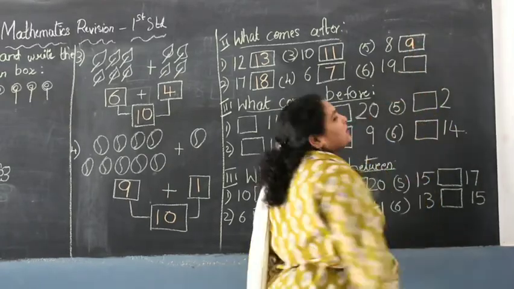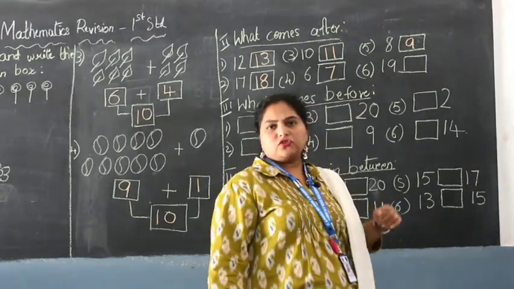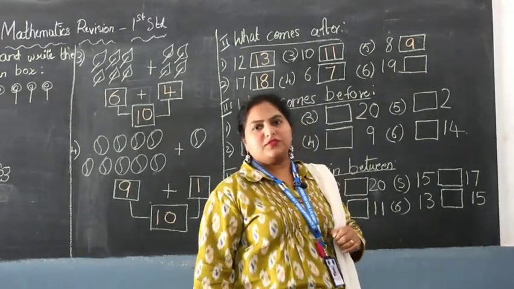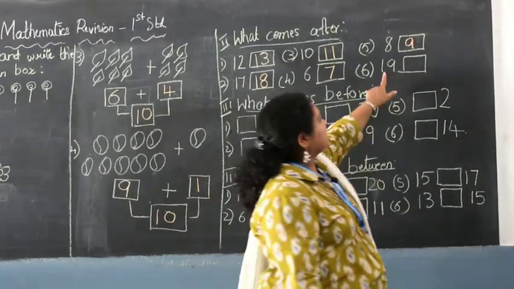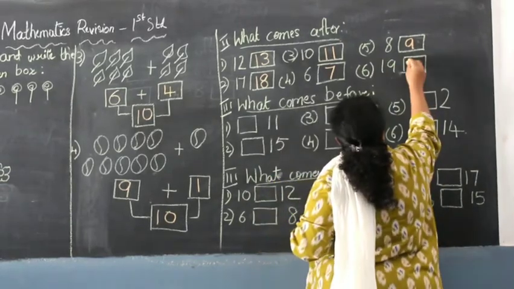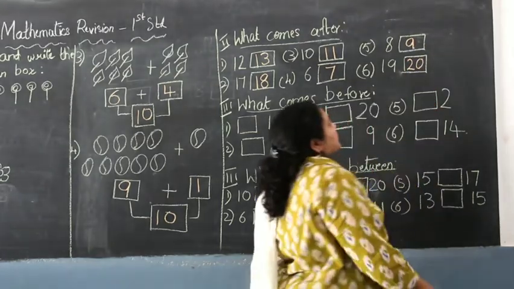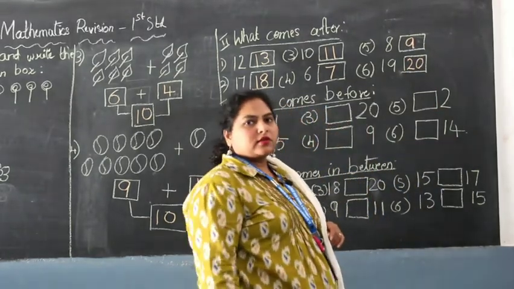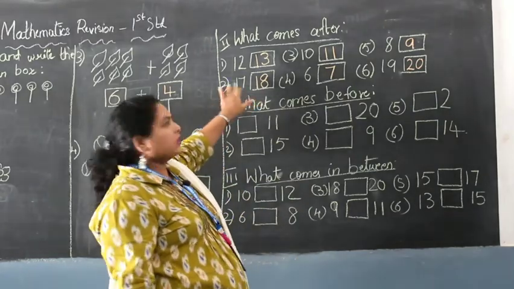So after 19, let's count from 11. 11, 12, 13, 14, 15, 16, 17, 18, 19, 20. So the next number after 19 is 2 and 0, which is 20. I am writing it in the box. Correct? Okay, so you all understood what I taught you here.